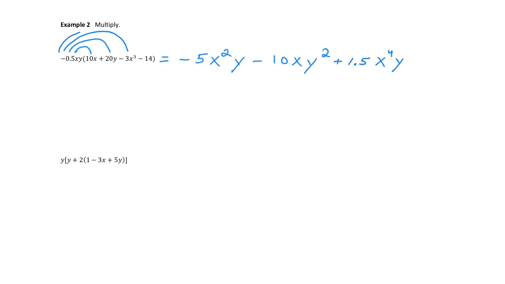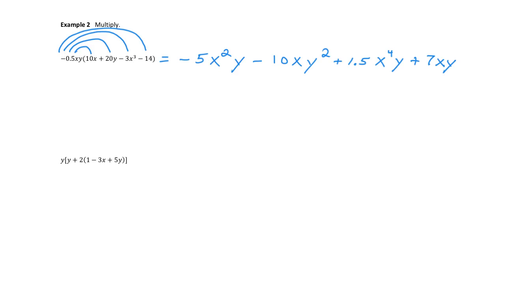And for my last step, distributing this to the negative 14, it's going to be positive. I have 7 and an x and a y. I'm scanning across each term. I do not see any like terms in my answer, and this whole thing is my final answer after I multiplied negative 0.5xy into the parentheses.